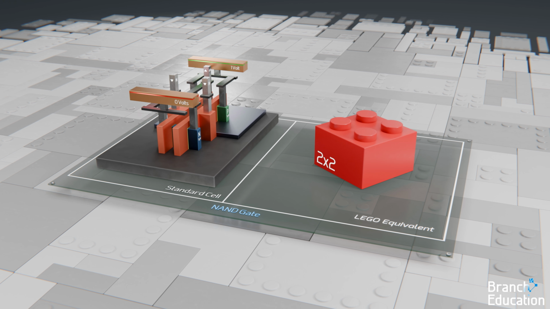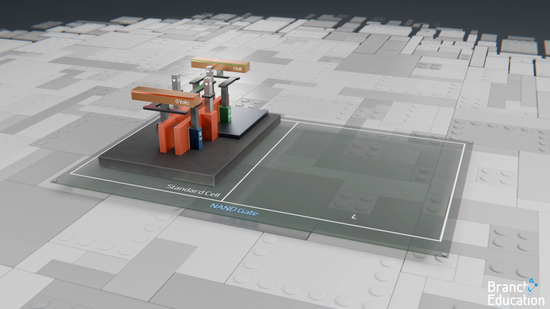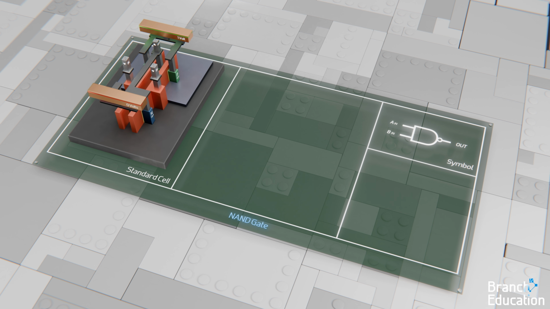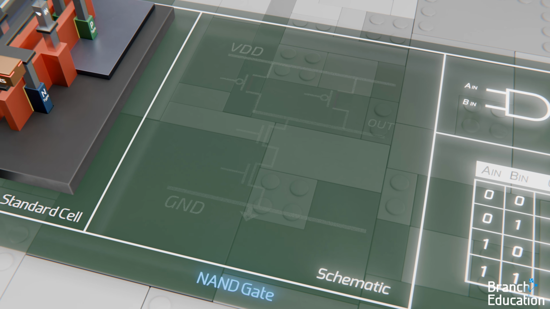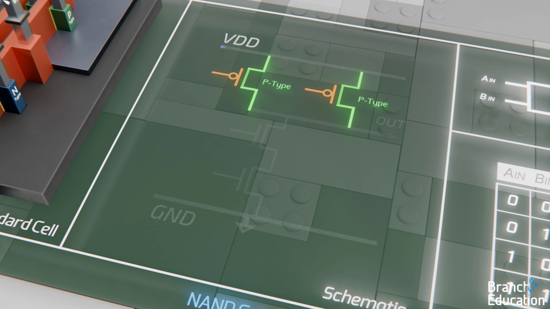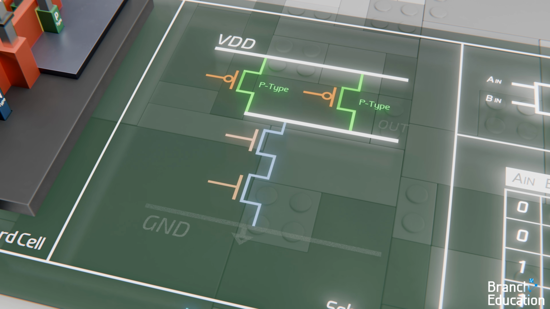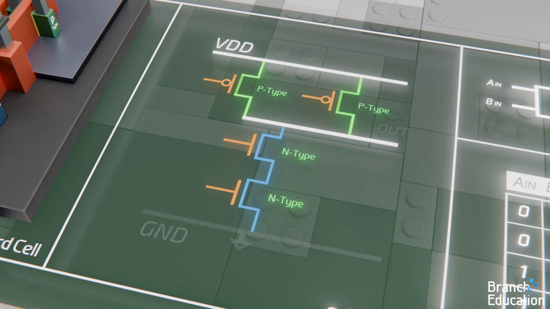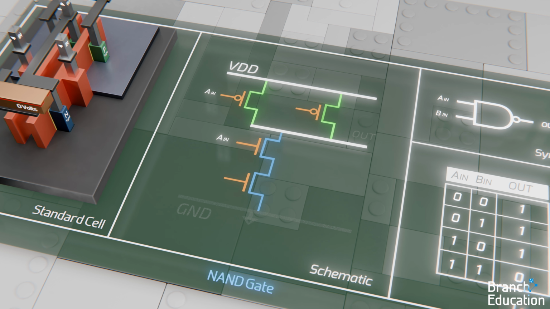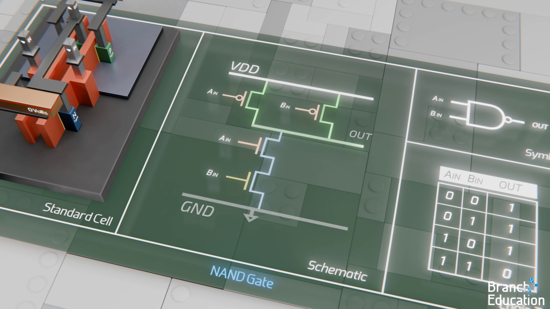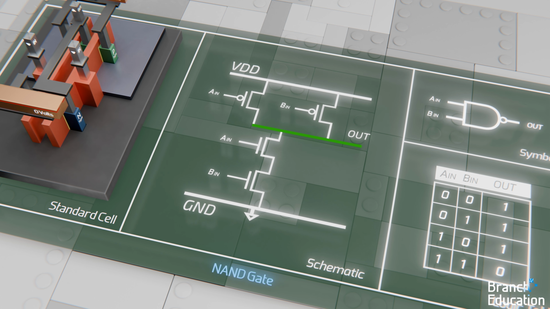We'll move a little bit faster than our explanation of the inverter and start with the logic symbol, truth table, and schematic. To build a NAND gate, we use 2 p-type transistors in parallel above and 2 n-type in series below. The 2 inputs for the NAND gate are connected to one of each of the transistor's gates, and the output is in the middle of the channels.